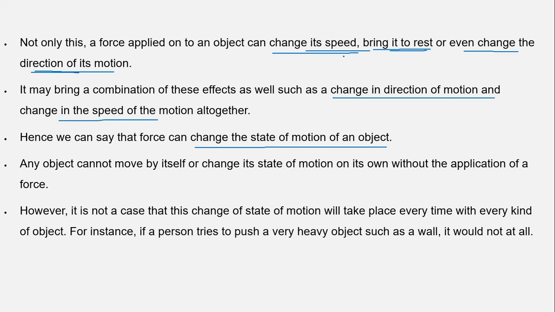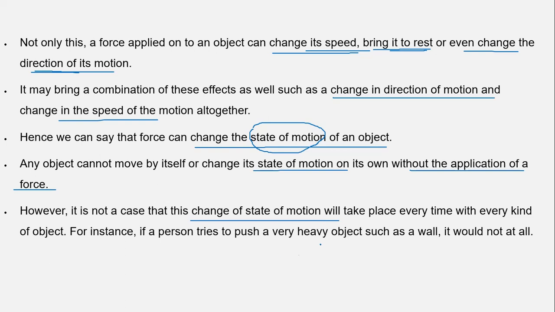Change in speed, bringing to rest, change in direction of motion, all this can be called the state of motion of the object. And any object cannot move by itself or change its state of motion without the application of force. But sometimes there is no change in state of motion because of the application of force.